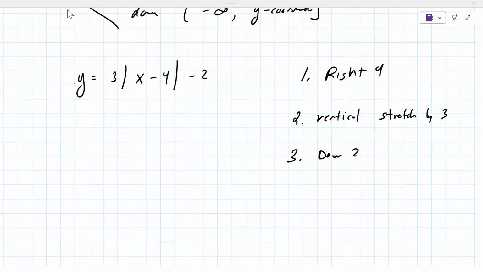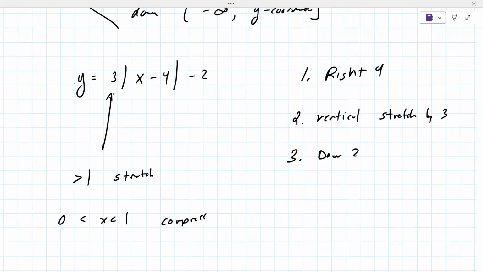The one inside parentheses, left or right; this is up or down. This number out in front, if it's greater than 1, it's a stretch. If it's between 0 and 1, it's called a compress. Does that look okay? Yeah, that makes sense.